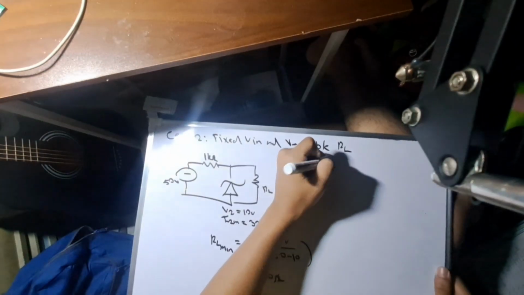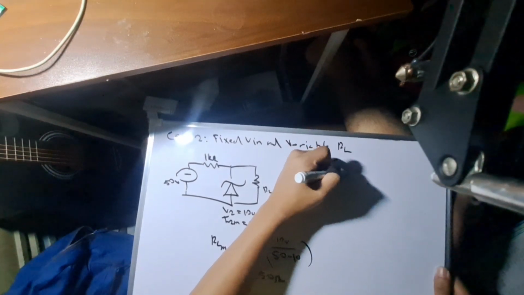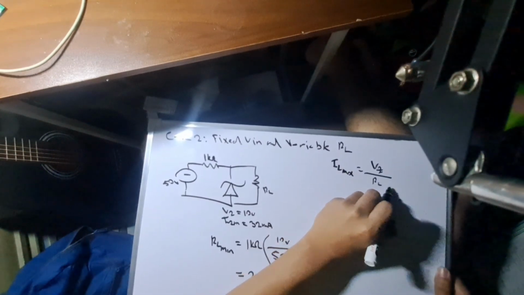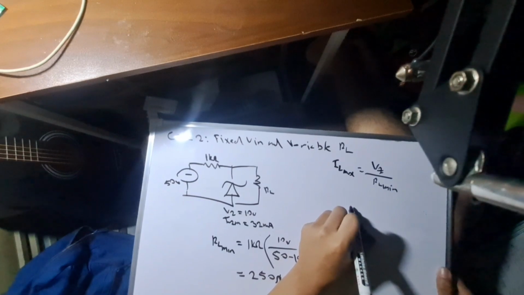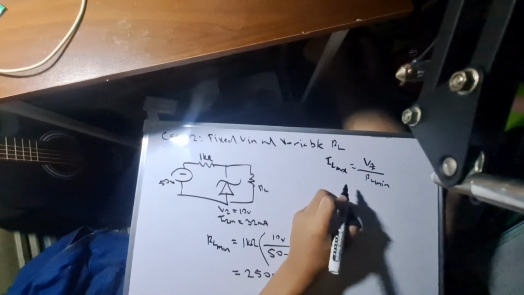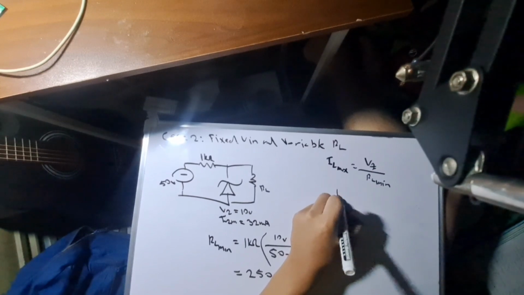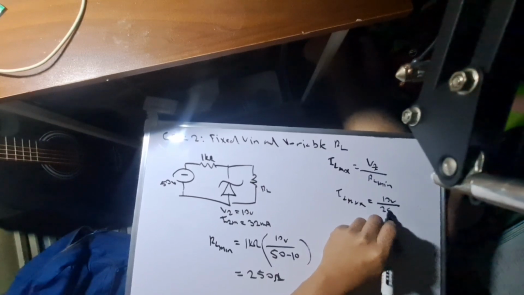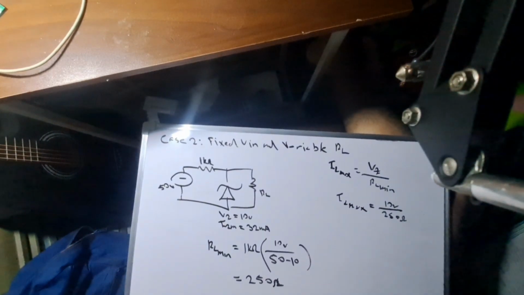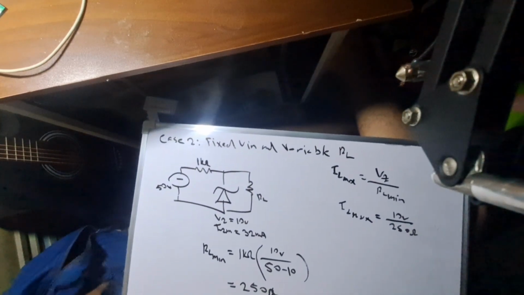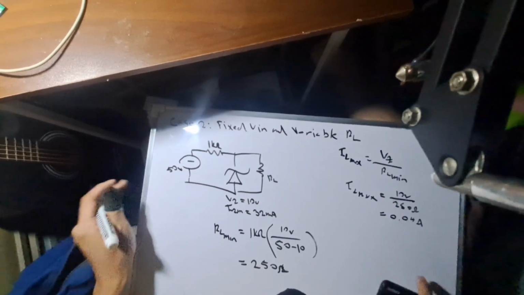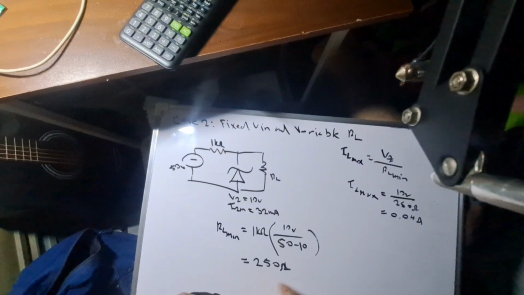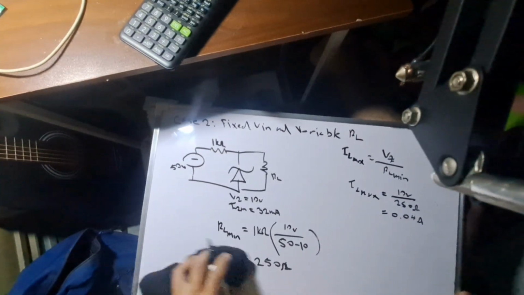So let's solve for IL max there. IL max equals VZ all over RL minimum. So IL max is equal to 10 volts over 250 ohms. So there, our IL max is 0.04. So we got RL minimum as 250 and IL max as 0.04.